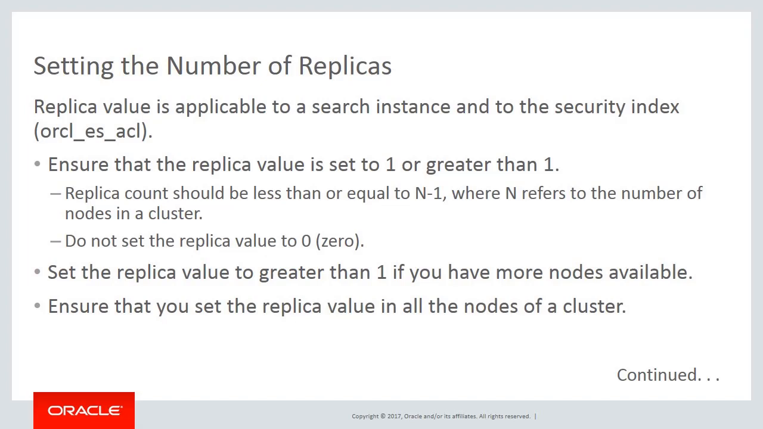You may set the replica value to greater than 1 if you have more nodes available. For example, if you have 4 nodes in a cluster and you want to provide high availability even if 2 nodes fail, then you need to set the replica value to 2. If the replica value for an index is greater than n-1, where n is the number of nodes in the cluster, you may find the status of the cluster as yellow, indicating a warning that at least one replica is missing. Ensure that you set the replica value in all the nodes of a cluster.